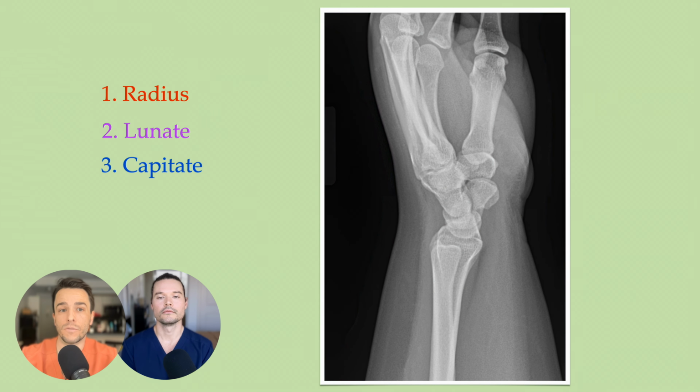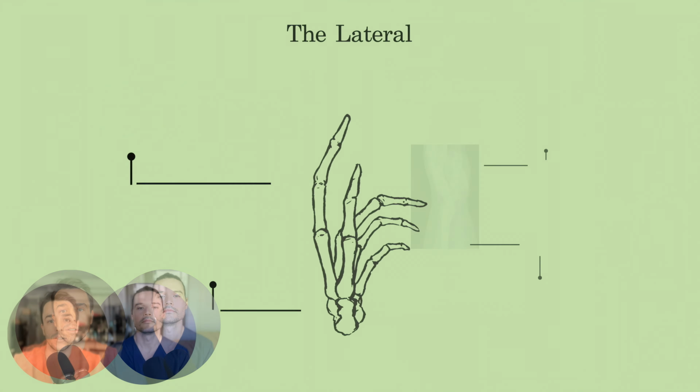And on our lateral view, this is a normal x-ray of the wrist and carpal bones. And we have our radius outlined here, our lunate right here. And again, in the cup of the lunate, we're going to have our capitate. These bones lining up like this is really important. And we're going to go into that in a second. Dr. Cook, take it away.